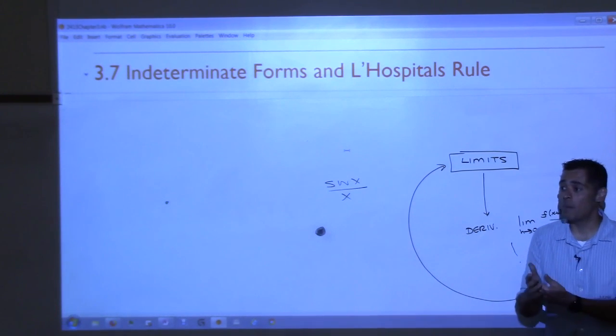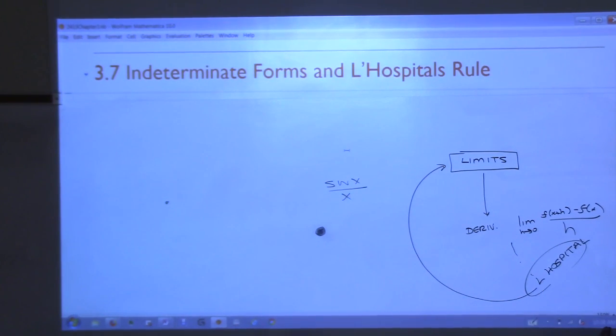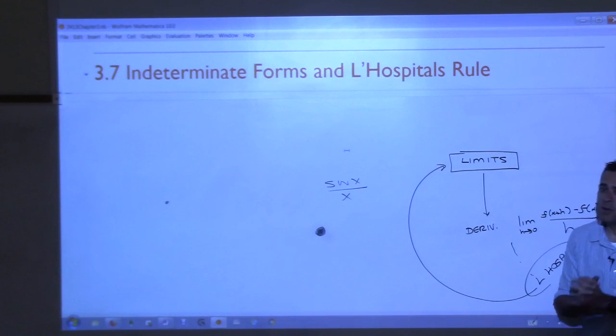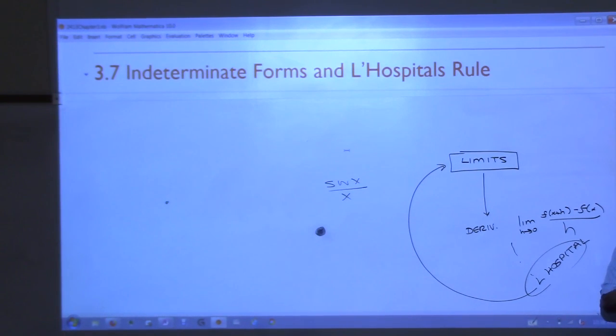So we will do more L'Hopital. It's not always going to be as easy as 0 over 0 and infinity over infinity. It's going to get more complicated, but that'll be next week. Do your homework. I think we're due for a quiz. We've got to have a quiz soon, right?